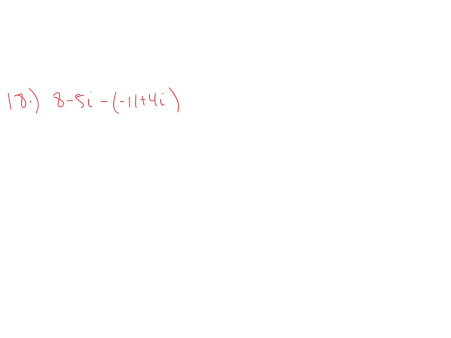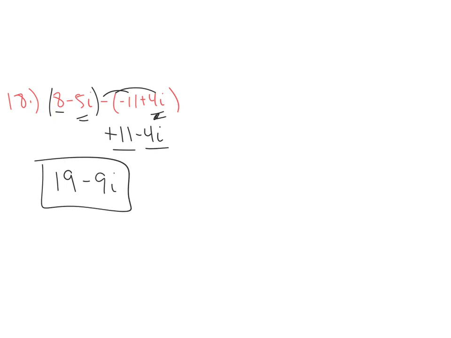Alright, 18, I have 8 minus 5i minus the quantity negative 11 plus 4i. So the negative distributes, so it turns into plus 11 minus 4i. I combine my like terms. 8 with 11 is 19. Negative 5i minus 4i is minus 9i. And I'm done. That's it.